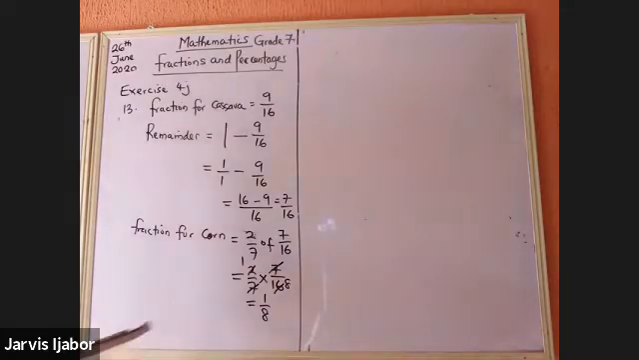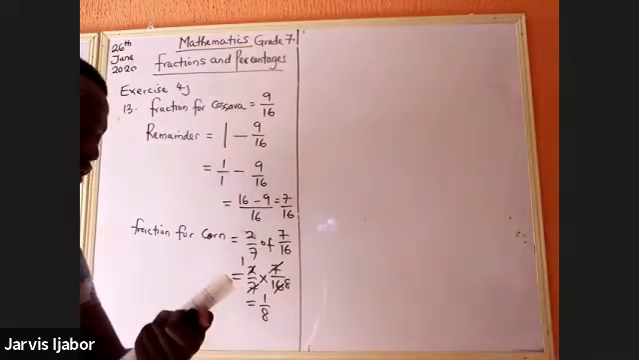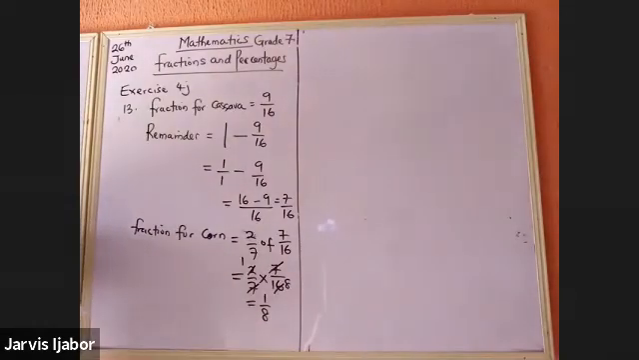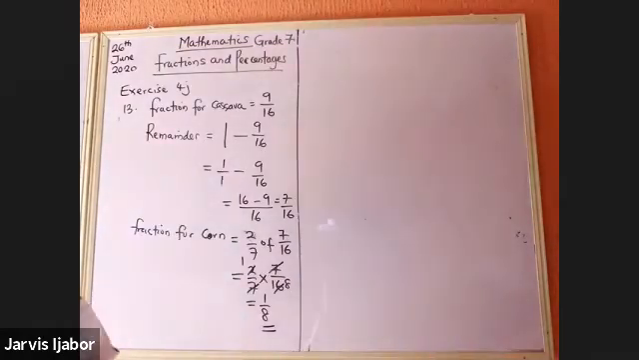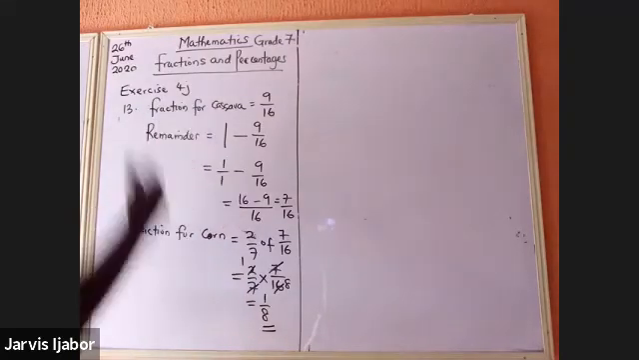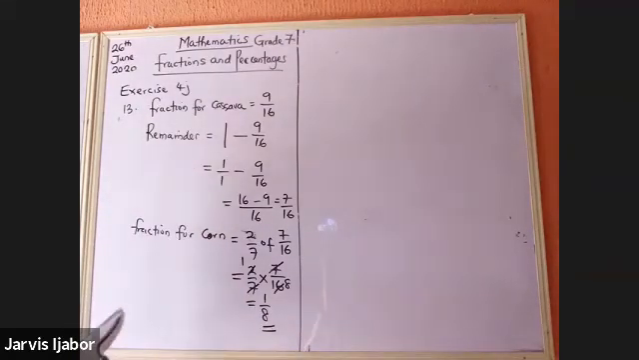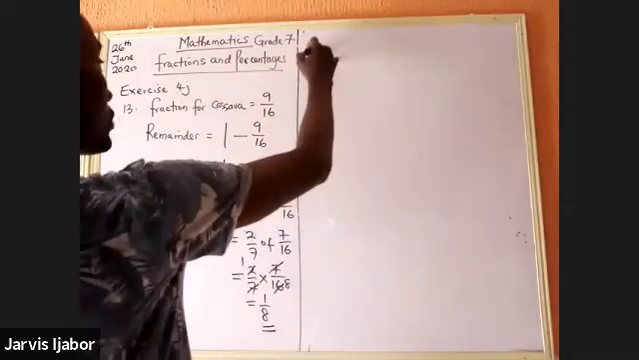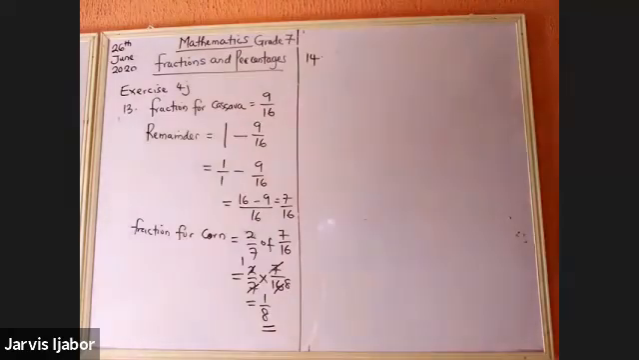So he said, what fraction of the field is used for growing corn? So this is the fraction of the field that will now be used for growing corn, which is 1/8. So that's it. This is the remainder. From the remainder, you can now get the fraction that is used for growing corn. That's for question 13. Then after that, we'll go to the last question, question 14.